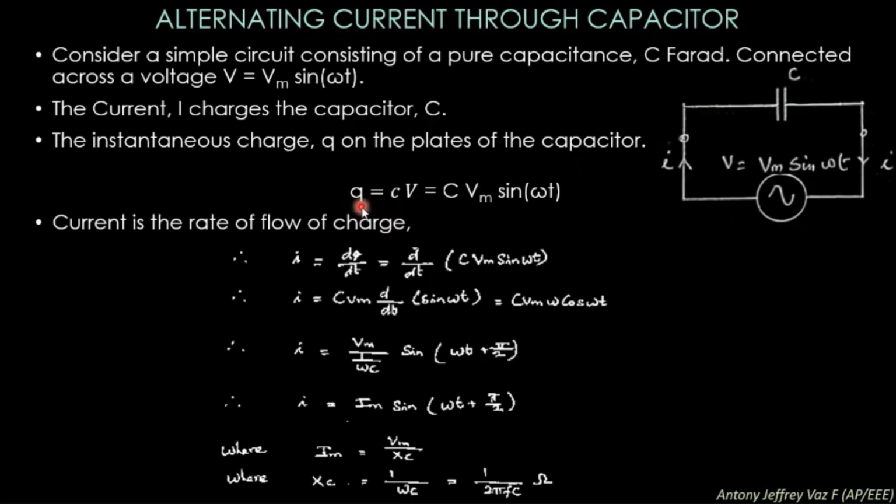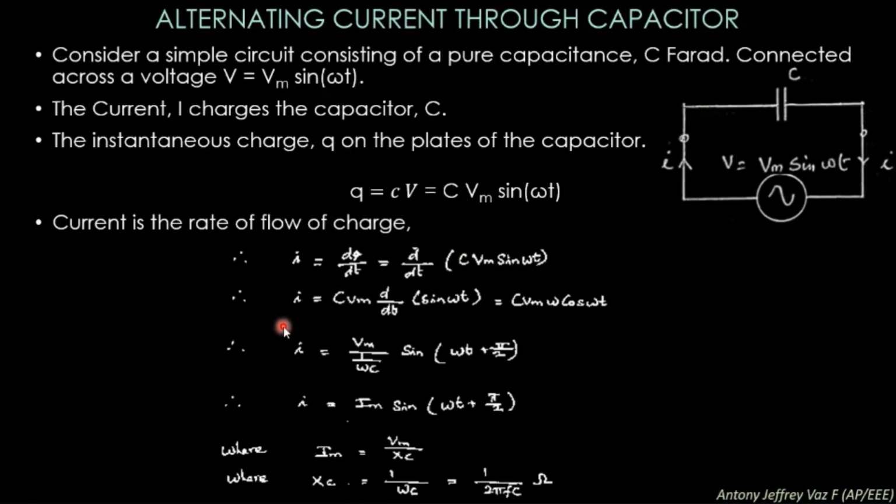You all know, the charge will be equivalent to C into V. So C into V, you can substitute Vm sine omega t, which is nothing but C into Vm sine omega t. Current is the rate of flow of charge. You know that thing. So I is equal to dq by dt. Here we have to find q. So d by dt of C Vm sine omega t.